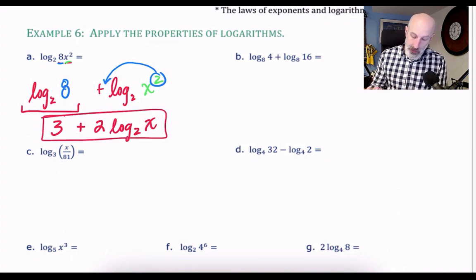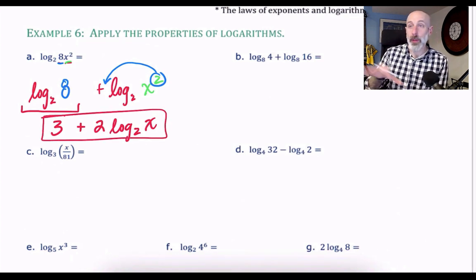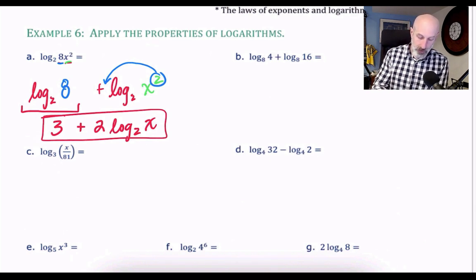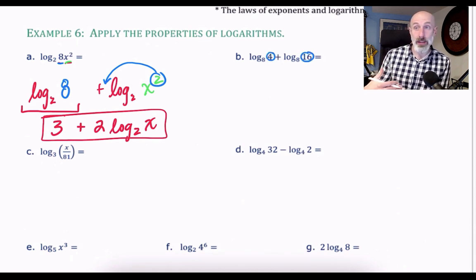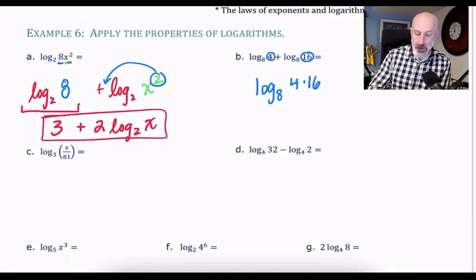In example B, we have two separate logarithms being added, and we can do that same property but in reverse. So these are the two arguments, and we do have the same base, log base 8. We can combine those and make a log base 8 of 4 times 16. Now, we don't need to leave it as 4 times 16. We can make 4 times 16 equal to 64, which it is. And then 8 to what power is equal to 64? Well, that's going to have to be 2.